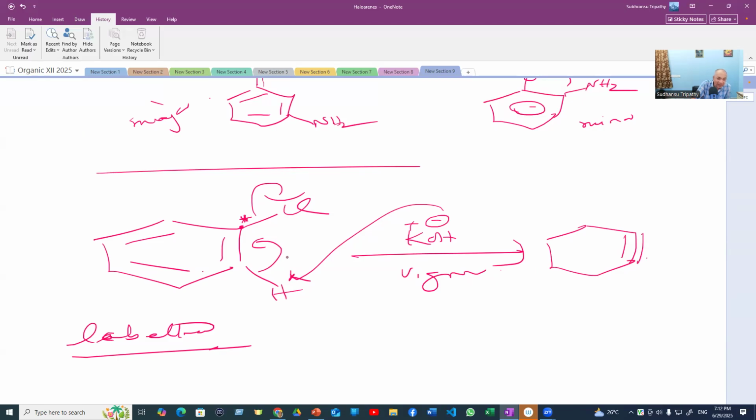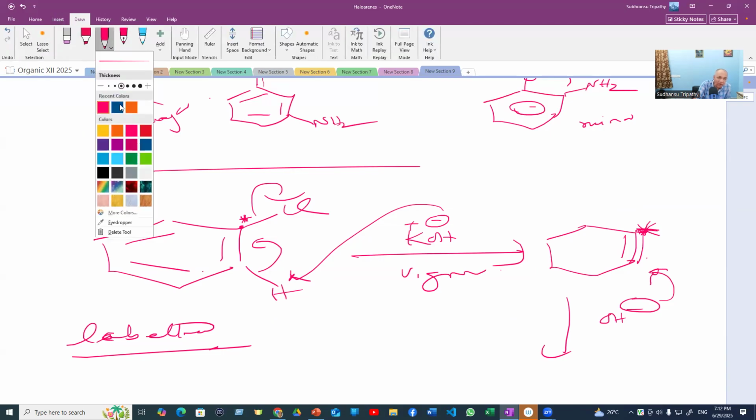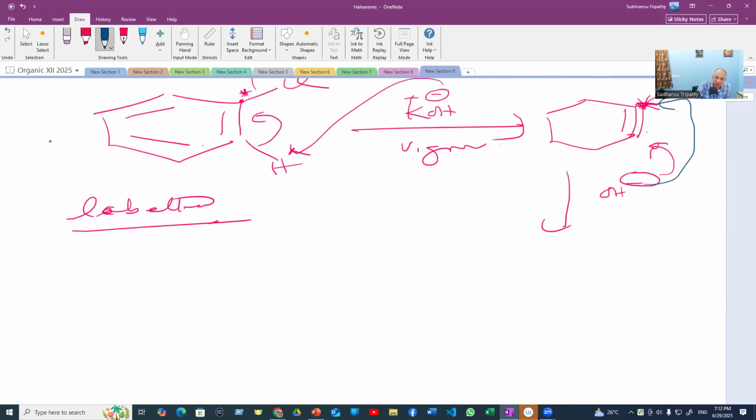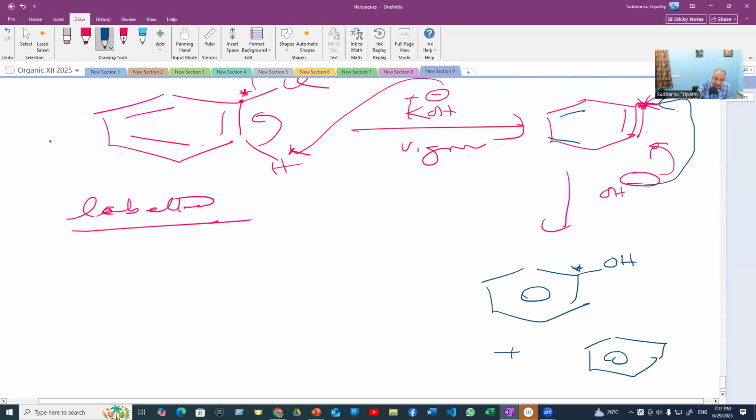There is nothing. But one is labeled, this is non-labeled, star, sorry. So when OH minus attacks this as well as this, you get one product, no doubt, but 50% will be the phenol in which the OH is connected to the labeled carbon, and 50% same phenol, it is connected to this position.